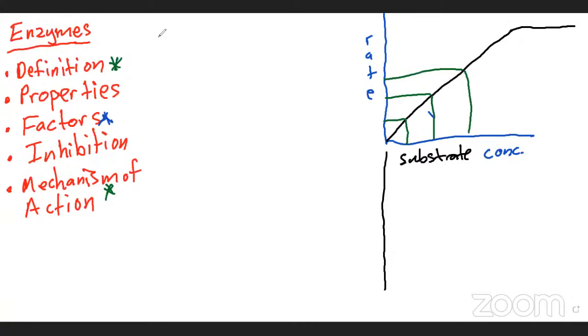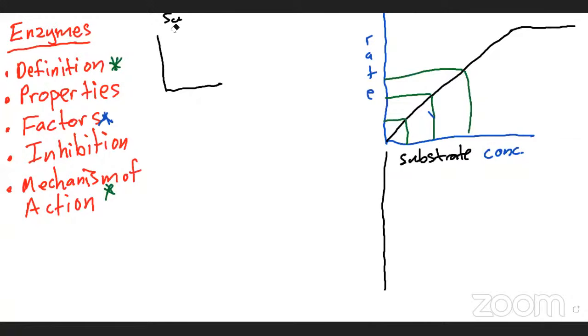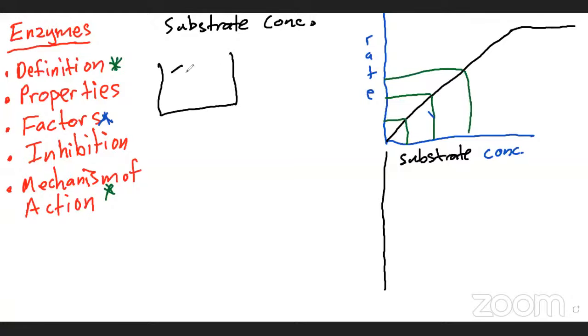All right, so again, let us go back to our containers. What we're doing is looking at the effect of substrate concentration. Now, with this one, the enzyme concentration is going to stay constant, and we're going to increase the substrate concentration from one to the next.